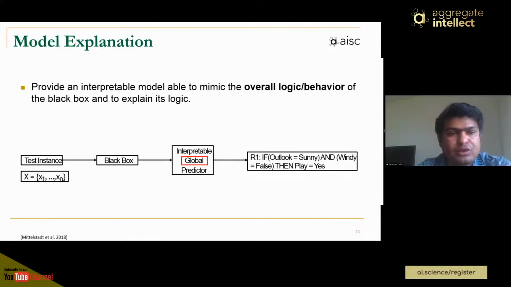While global models provide an interpretable model able to mimic the overall logic or behavior of the black box and to explain its logic. It takes the complete data set, performs some computation, and then comes up with predictions that can represent the complete data set, not just local regions. I will explain what I mean by local explanations in the next slides.